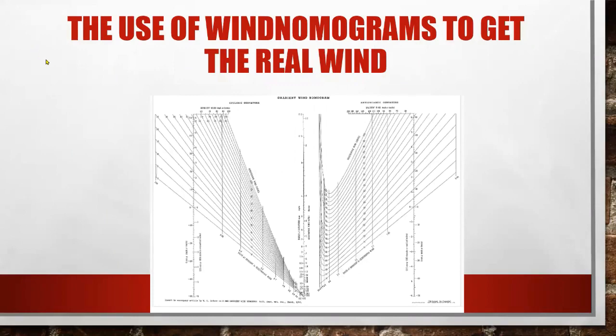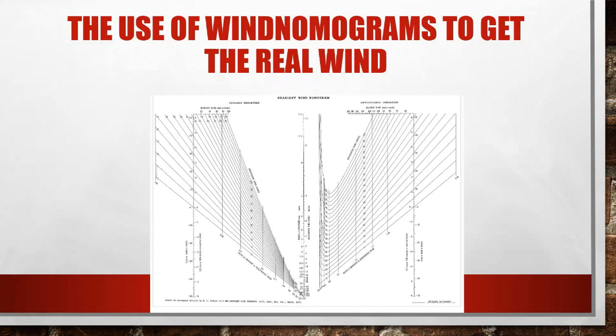So, in this lesson, I'd like to explain the use of wind nomograms to get the real wind and also the geostrophic wind. Using nomograms is one of the simplest ways to get the real wind or the geostrophic wind. If we have the geostrophic wind, we can simply calculate the real wind. It's about 75% of the geostrophic wind, which is not quite exact, but can be used.